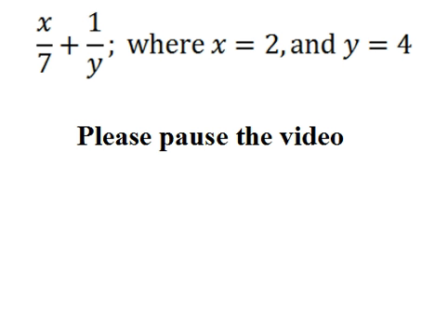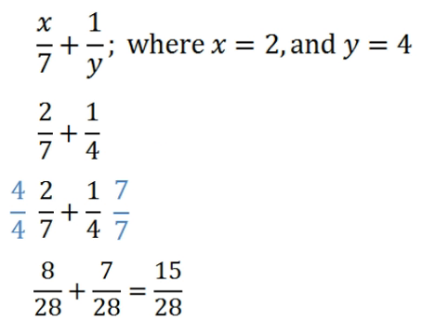Okay, well, hopefully you've had a chance to work this problem out. And just like the original problem, what we're going to do is evaluate this by substituting in for x, we're going to plug in 2. And for y, we're going to use 4, so you end up with 2/7 plus 1/4. And what we need to do is find a common denominator.